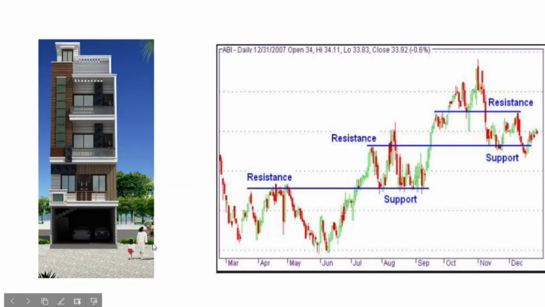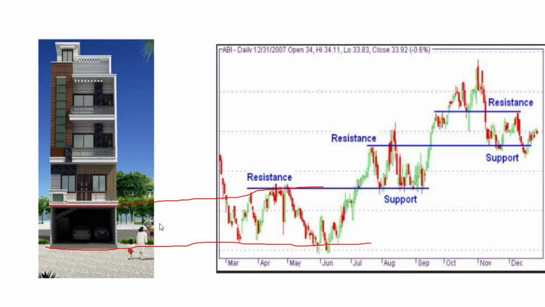So you can see here, as I explained earlier with this building, there are some support and resistance levels in this chart. Now what I do is extend the ground level of the building to the chart. I just extended a line from the top of the ground floor to the chart.